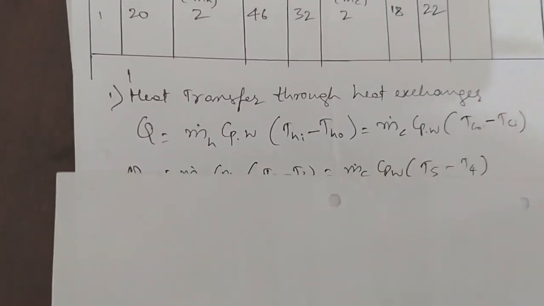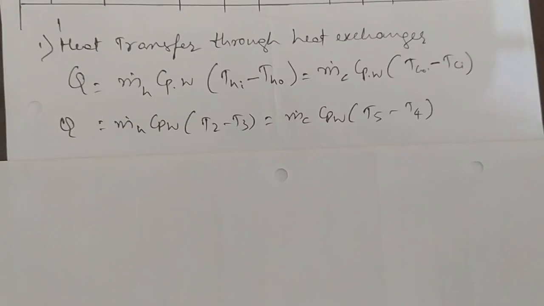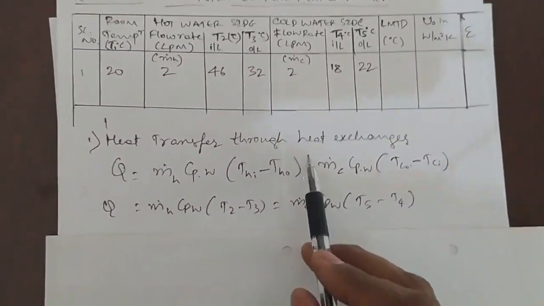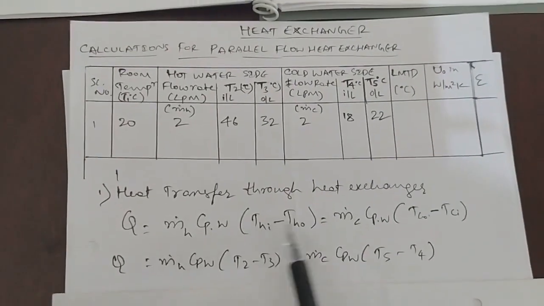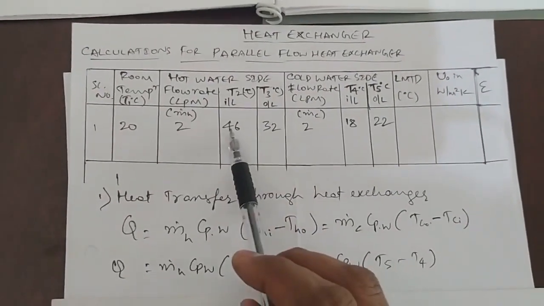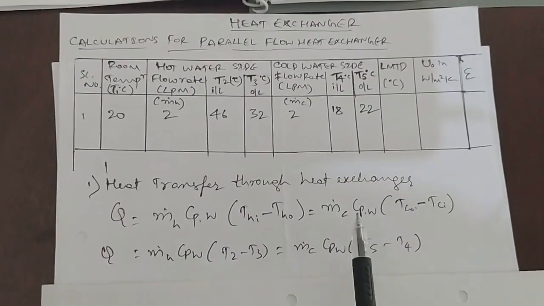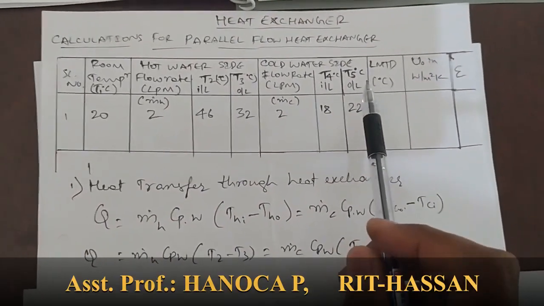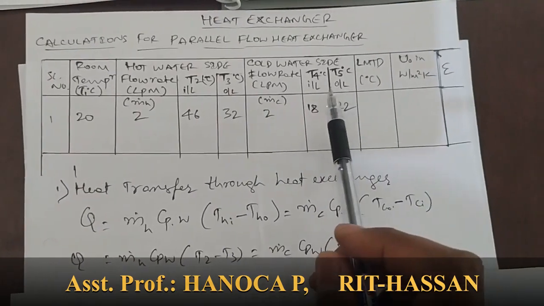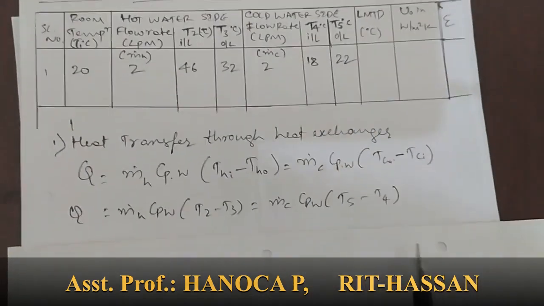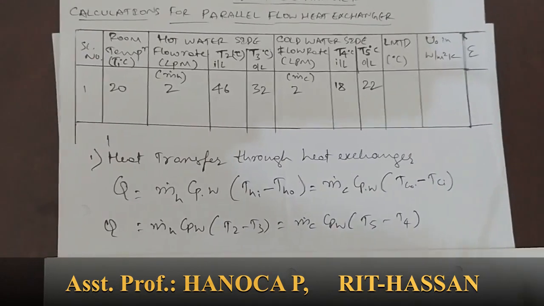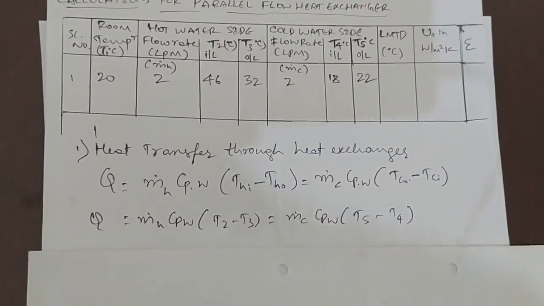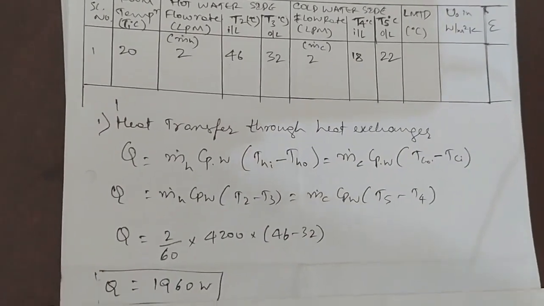I substitute the values, and in place of THI minus TH naught, I can write T2 minus T3, and for TC naught minus TCI, TC naught means cold water outlet, that is T5, and inlet is T4, so T5 minus T4. Any one of the equations you can write. I have written this for your understanding. Next I will substitute the values.